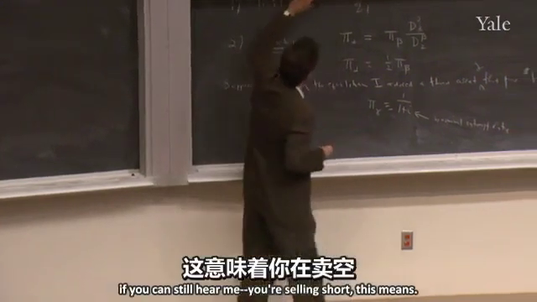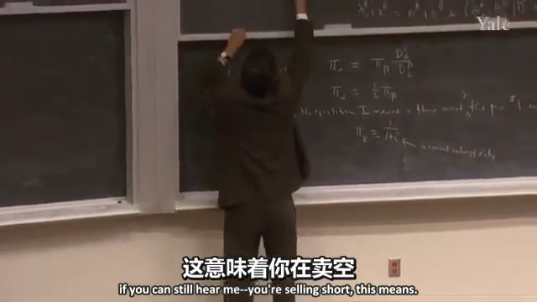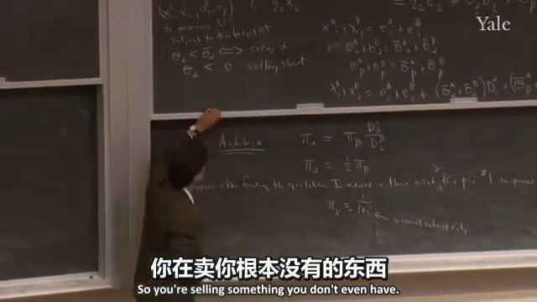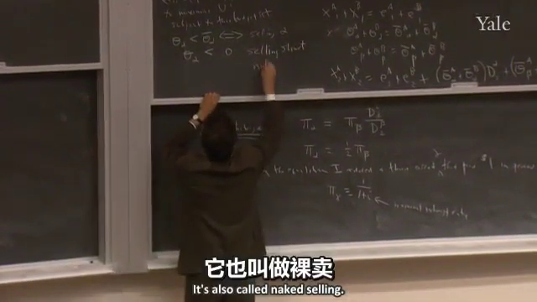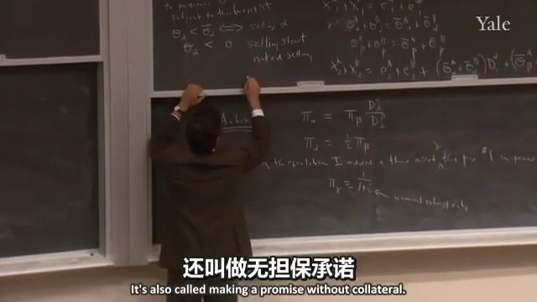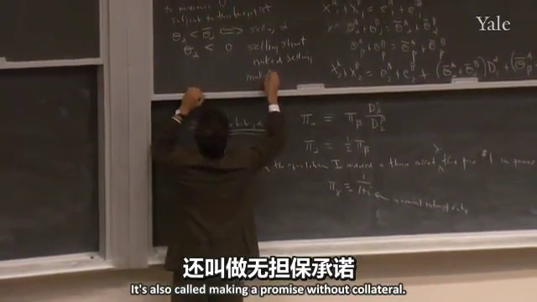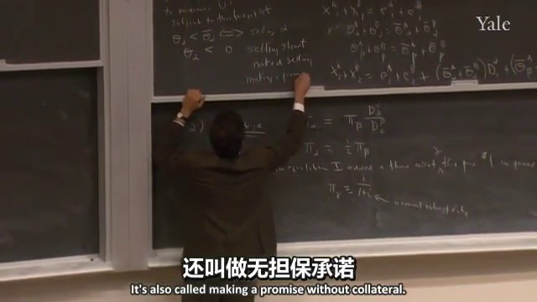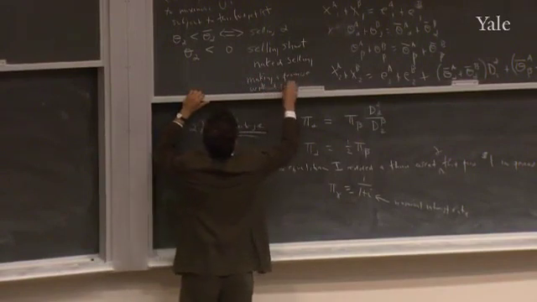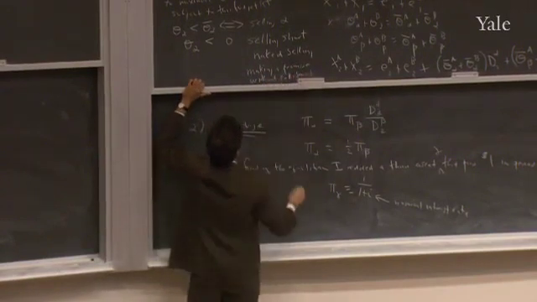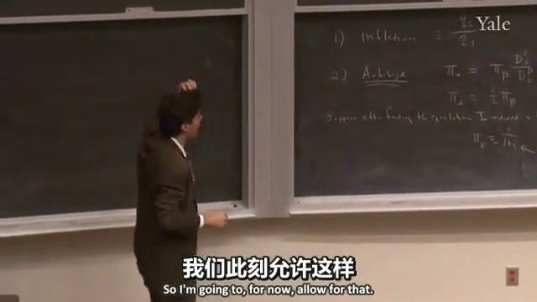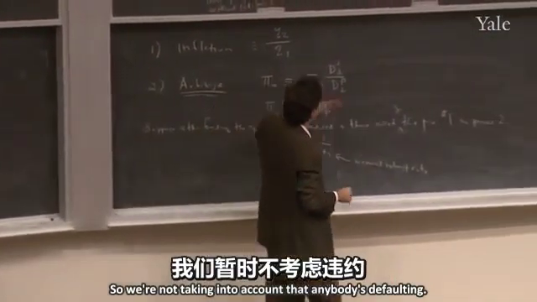Okay, if you can still hear me, you're selling short. You're selling something you don't even have. It's also called naked selling. It's also called making a promise without collateral. So for now, I'm going to allow for that. We're not taking into account that anybody's defaulting.